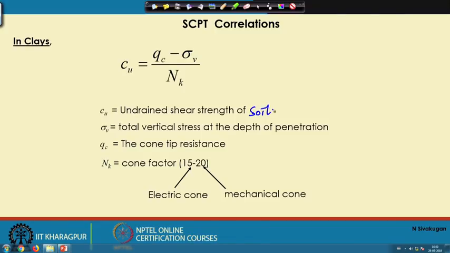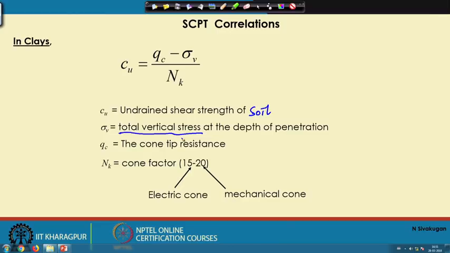Here the Cu value is given, where Qc is the cone tip resistance, or cone resistance, sometimes we call it tip resistance, and sigma v is the total vertical stress at the depth of penetration, and Nk is the cone factor. If I use the electrical cone, it is 15, and if I use the mechanical cone, it is 20. So, the Nk value is between 15 and 20, and you can take any value in this range depending on which cone we are using. But remember that it is the total vertical stress, not the effective vertical stress. This way the correlation is given.